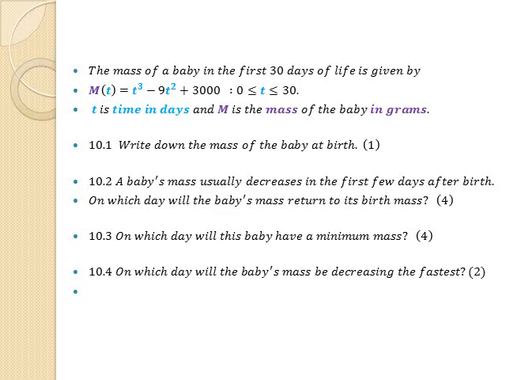Right? Next question. They say the mass of a baby in the first 30 days of life is given by m(t) equals t cubed minus 9t squared plus 3000. t must be less than or equal to 30 days and greater than or equal to 0. t is time in days. m is the mass of the baby in grams. 10.1, write down the mass of the baby at birth.